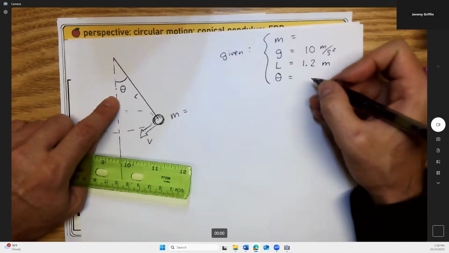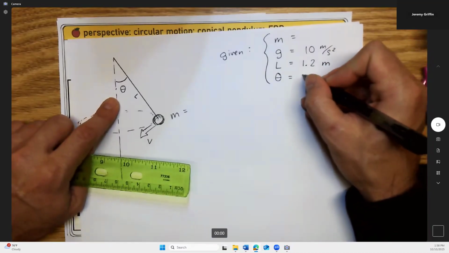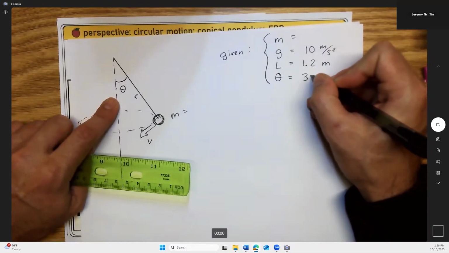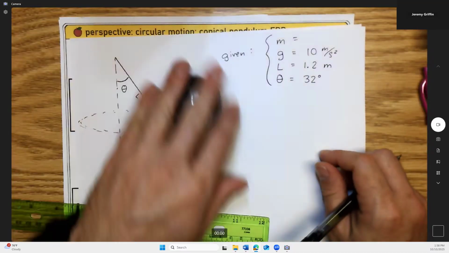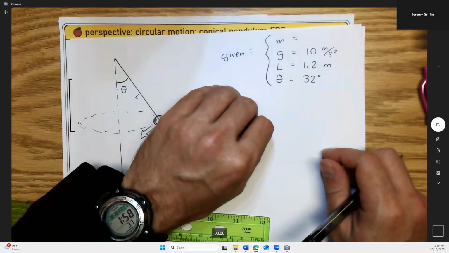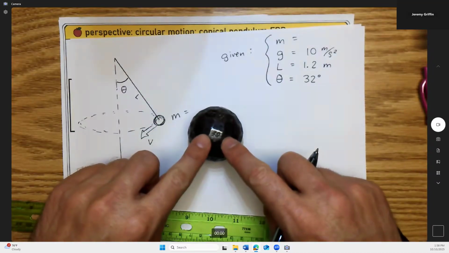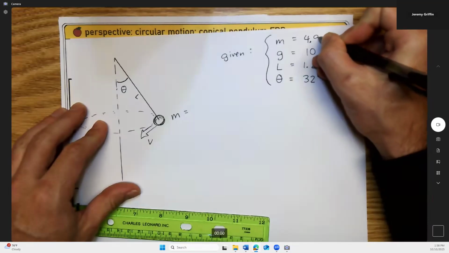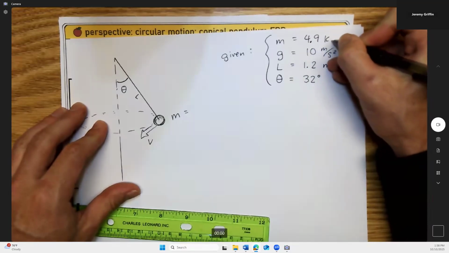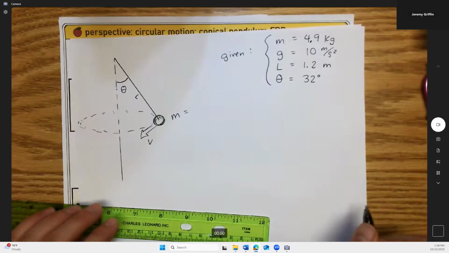So this angle theta, how about 32 degrees? Just so crazy. And the mass here, let's use a number generator for the mass. 49 kilograms. Well, yeah, let's do it. How about this? 4.9 kilograms. Let's go 4.9 kilograms, and the weight will be 49 newtons. There you go.